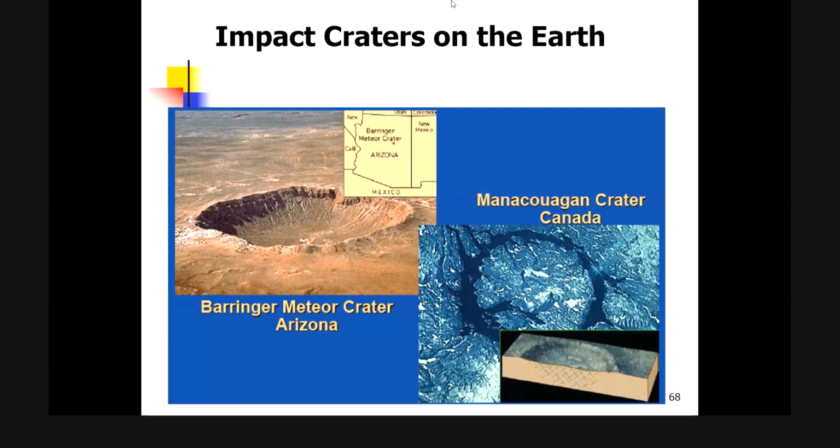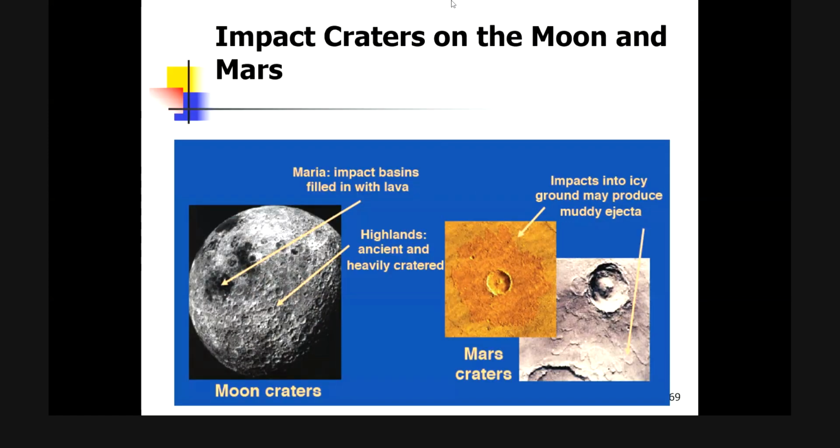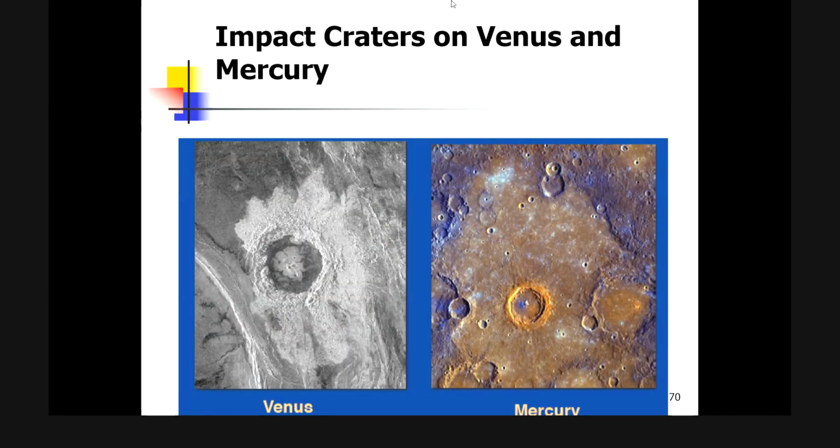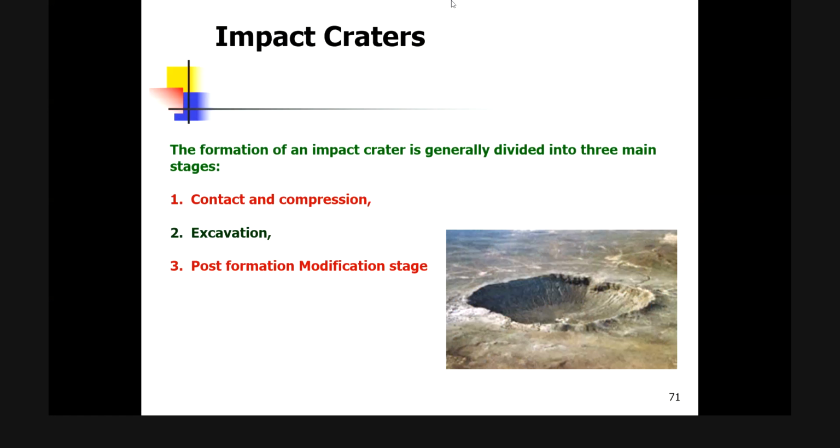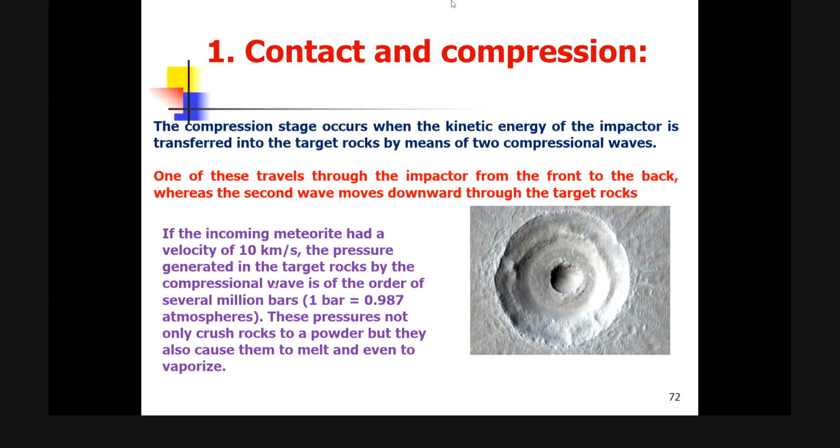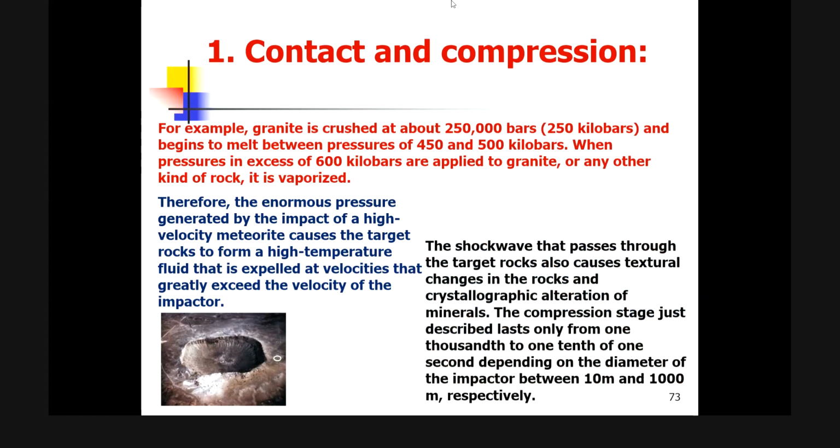One of the very important ones is the Arizona State crater, or the Barringer meteor crater in Arizona, right? And this is one of the very few craters for which fragments of the impactor have also been discovered and investigated, right? I've shown you examples of craters on the surface of Moon, surface of Mars, right? On the surface of Venus, surface of Mercury, and then we had dealt with formation and modification stages of an impact crater, contact and compression, excavation stage, and post formation modification stage, right. So I have also, I think, shared material related to this with you guys.